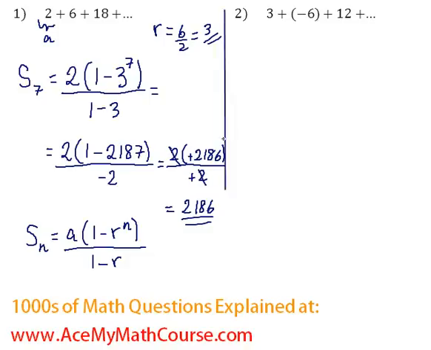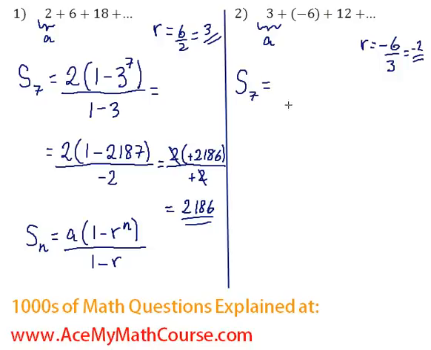Okay, now let's do question number 2. We're also interested in the sum of the first 7 terms. And our a, the first term, is 3. What about r? R will be equivalent to negative 6 over 3, which is negative 2. I could have picked also the 12 divided by negative 6. I would also get negative 2 that way. And again, I want to know S7, the sum of the first 7 terms.